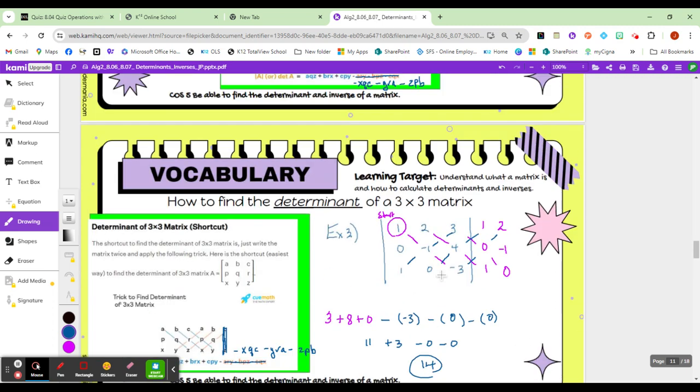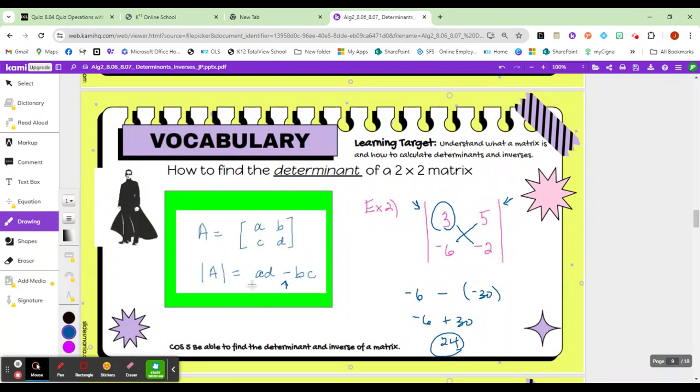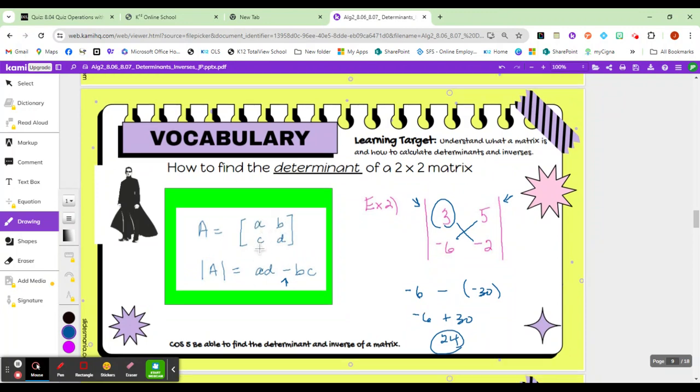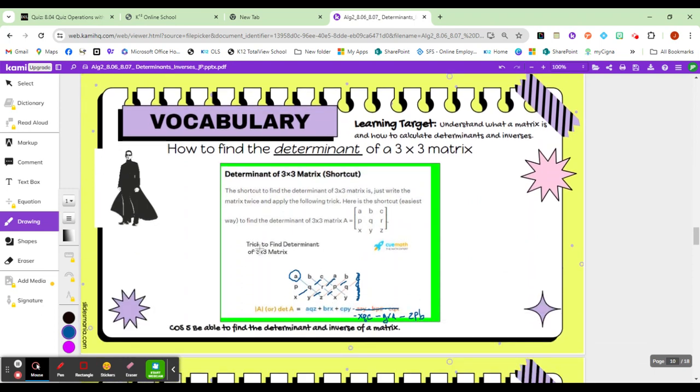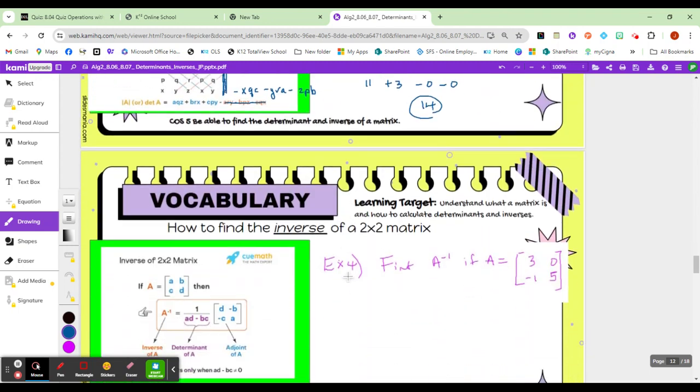Okay, 2 by 2s, a little bit easier. They have a formula, A times D minus B times C. If it's a 3 by 3 matrix, we're going to use the shortcut for the shortcut. And that's A times Q times Z plus B times R times X plus C times P times Y minus, and then you're going to multiply X times Q times C minus Y times R times A minus Z times P times B. And then simplify.